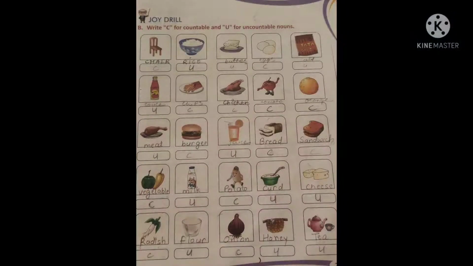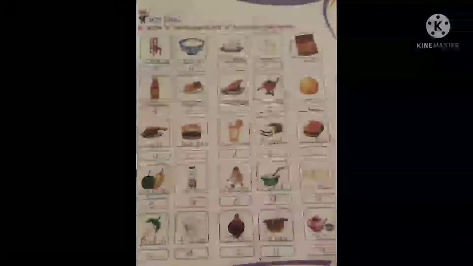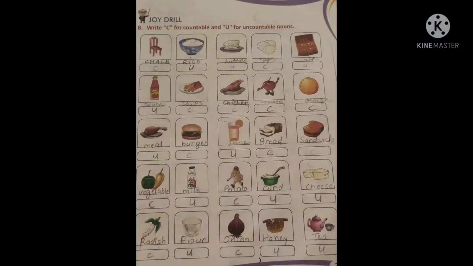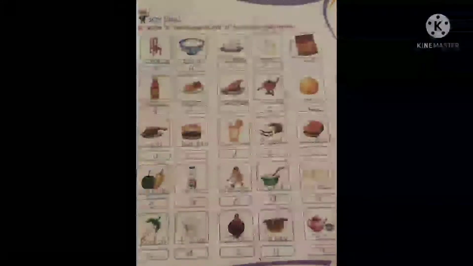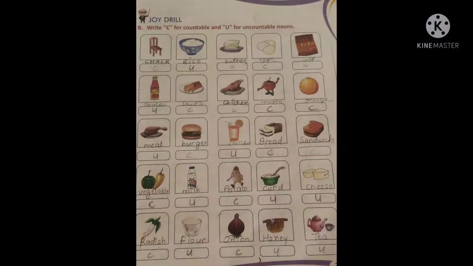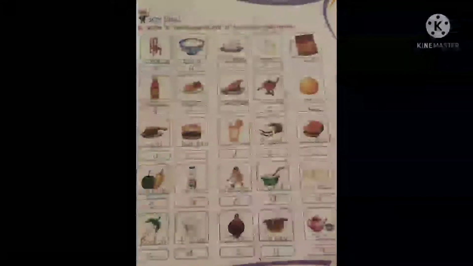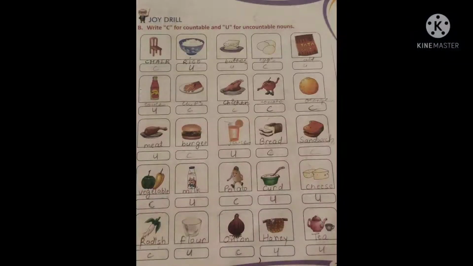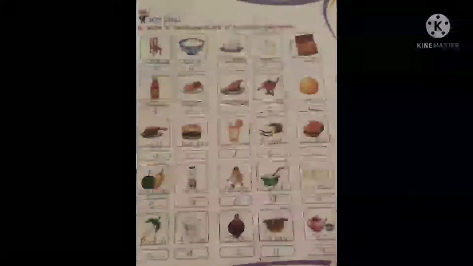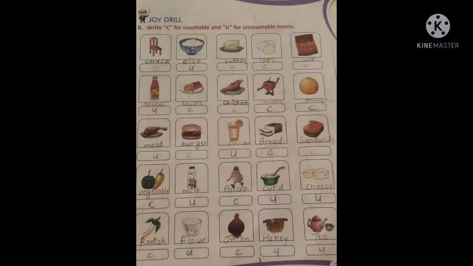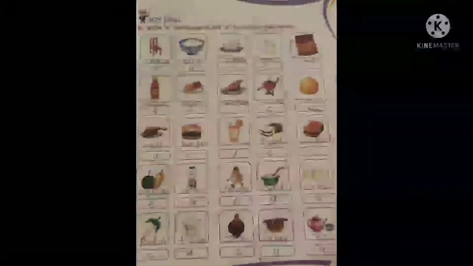Next is egg. We can count the number of eggs. So it is a countable noun. Next one is salt. We cannot count the number of crystals of salt. So it is an uncountable noun. Next one, sauce. Sauce is also a form of liquid. Then it is an uncountable noun. Next one is chips. You can count the number of chips. So it is a countable noun. Next one is chicken. A piece of chicken is kept there. It is an uncountable noun.